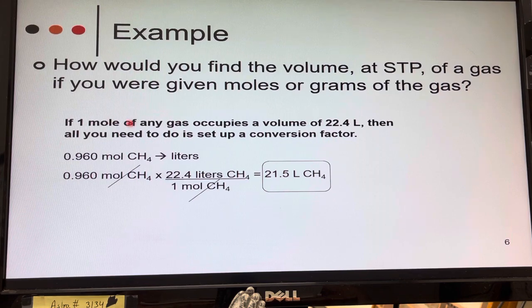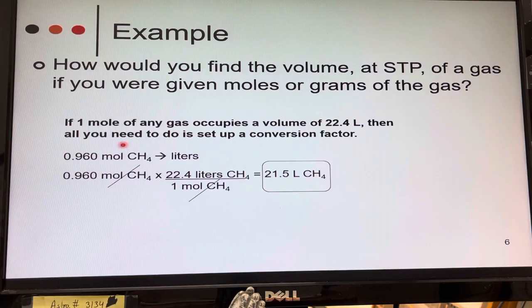If 1 mole of any gas occupies a volume of 22.4 liters, then all you need to do is set up a conversion factor. Conversion factors are quite useful. If one thing is equal to another, then you can use it to convert that one thing into the other, and vice versa. Just flip it over, the inverse, right?